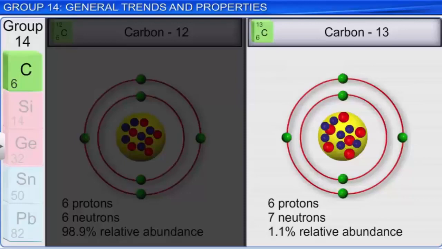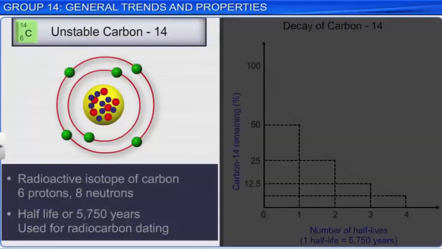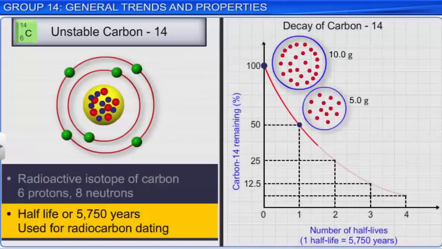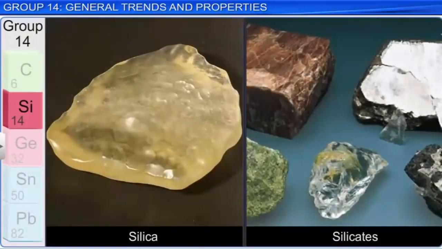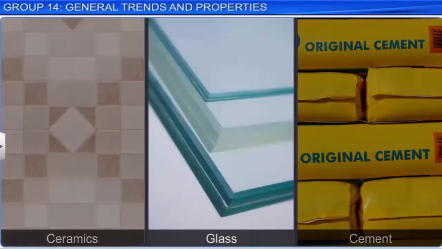A third isotope of carbon is the unstable carbon-14. This radioactive isotope of carbon contains 6 protons and 8 neutrons in its nucleus. With a half-life of 5,750 years, it is used in radiocarbon dating. In nature, silicon is found in silica and silicate compounds. Silicon is a very important constituent of ceramics, glass, and cement.